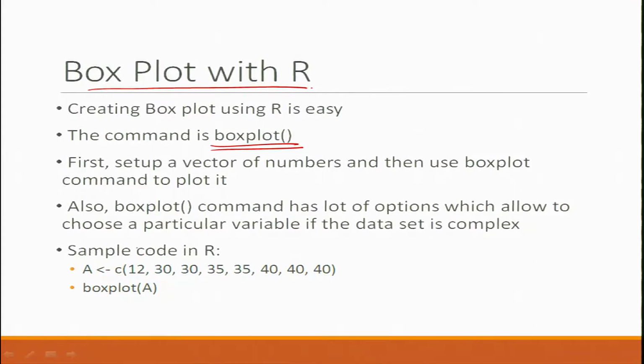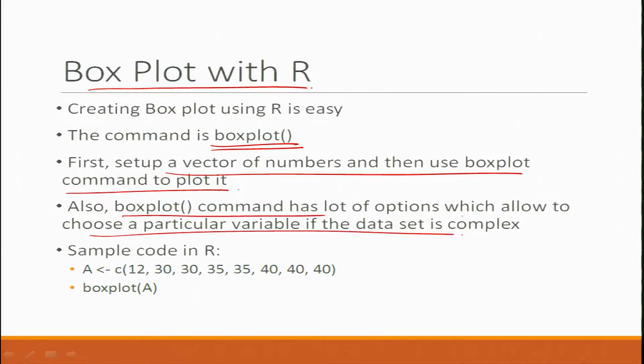So, what you need to do is, first you need to set up a vector of numbers and then use boxplot command to plot the same. So, first you set up the numbers and then you use the command, and the command also has a lot of options which you can learn and find out how, which allows you to make quite a lot of different complicated types of box plots. But the simple code is like this: if you give a data set, this is creating the data set. Okay. So, you create a vector A with a set of 12, 30, 30, 30, 35 these kind of values, and then you ask it to, here is what you are doing, creating the box plot.